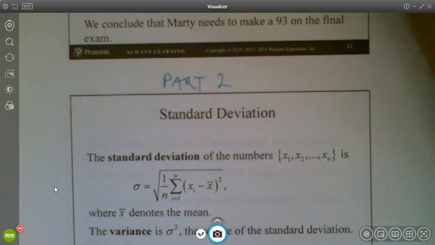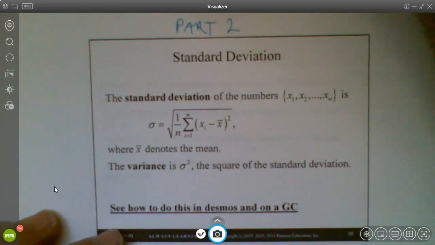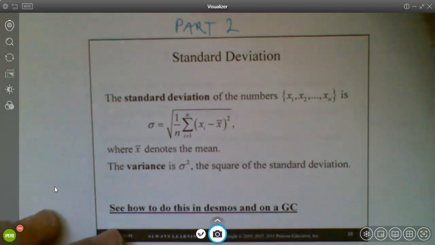Alright, so picking up where we left off from part 1 of 10.3. Part 2, we're going to get into standard deviation and normal distribution. So first of all, what is standard deviation?